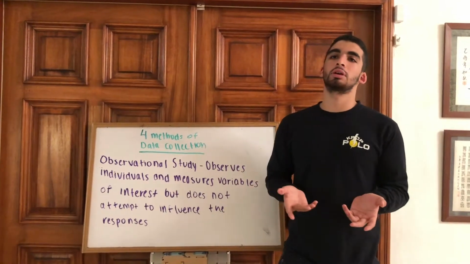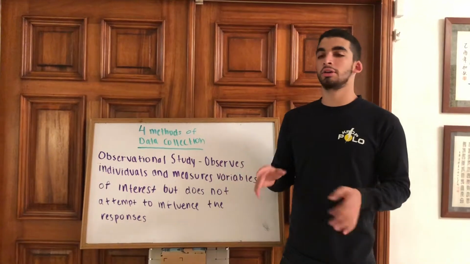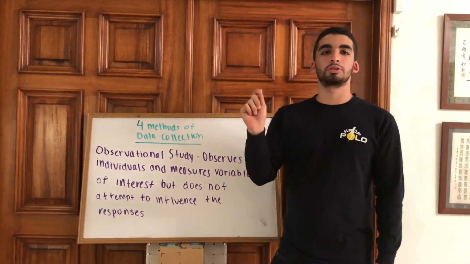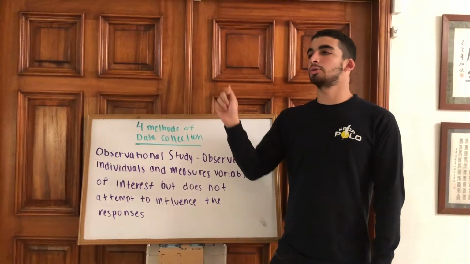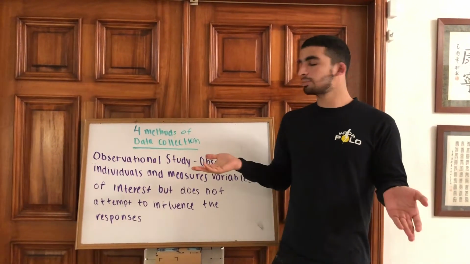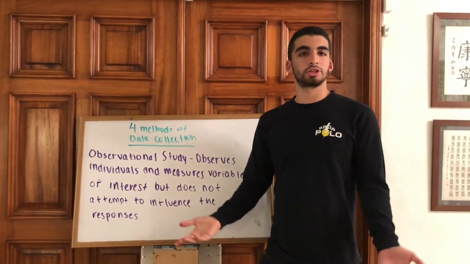An example would be, if you go to the park and you want to count how many people wear hats, you just sit there and you don't influence anything going on in the park, but you write down data, like how many people are wearing hats. It's a pretty easy study to do, in my opinion. It's a pretty simple one.